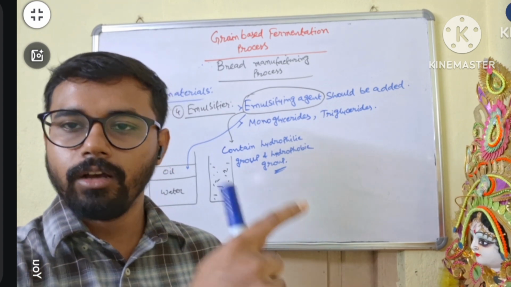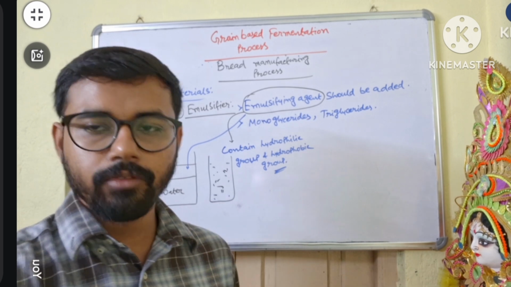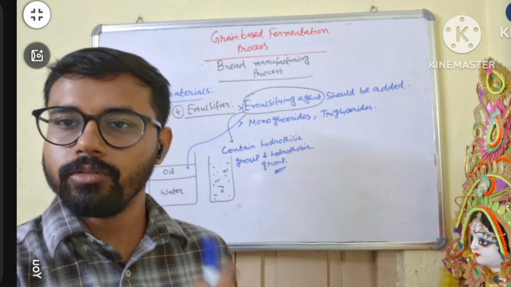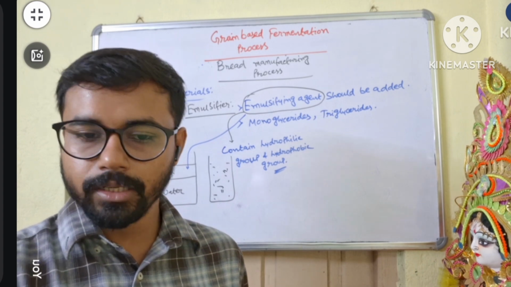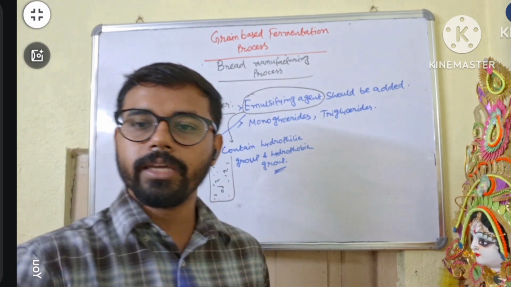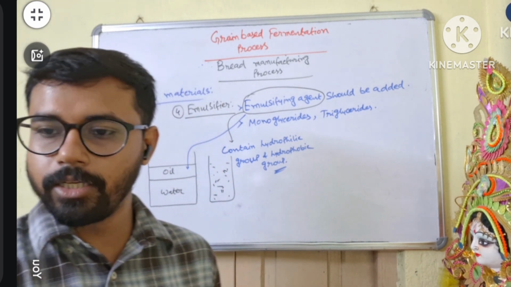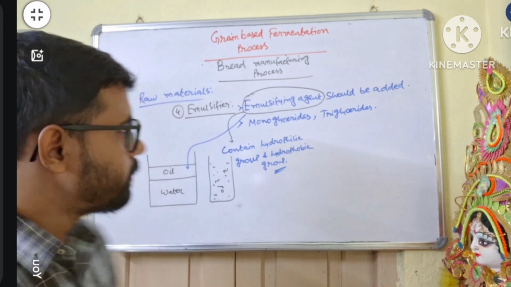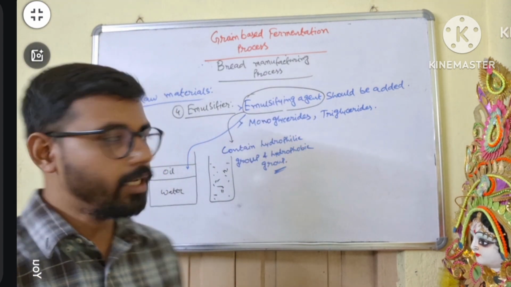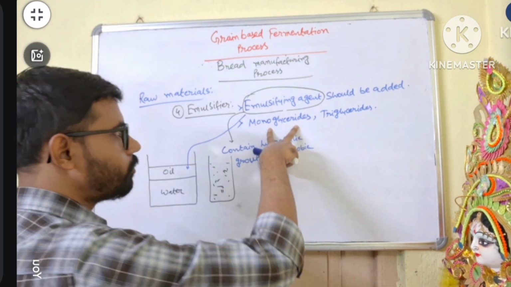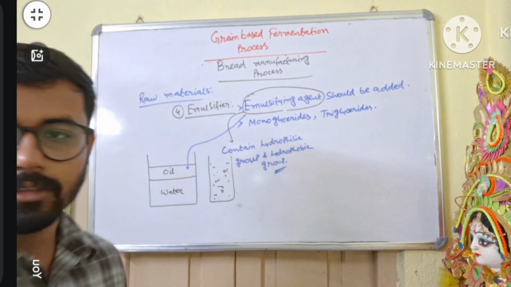So in bread manufacturing, we use water and we use fat, yes or no? The fat has a hydrophobic property, and water should be added for kneading, so it has a hydrophilic property. So how will they get mixed? They should be mixed during the kneading process, and it is done by using an emulsifying agent. The good emulsifying agents are monoglycerides and salicylate.